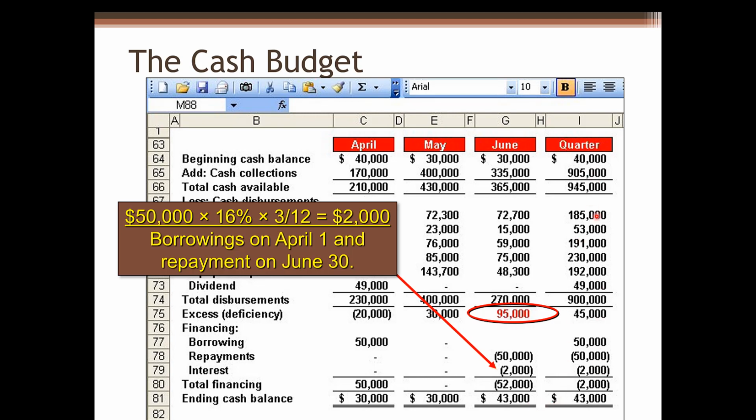For the quarter, we get total cash available $945,000 minus total disbursements $900,000, and then we get a positive $45,000. And of course, if you add up this line for those 3 months, you get the same number. Borrowing and repayments cancel out, and the company has paid $2,000 for interest. So the financing part is negative $2,000. The ending balance for the quarter, same as the ending balance in June, is $43,000.